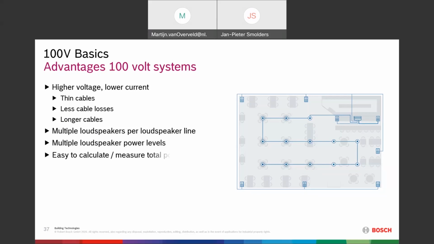You can also combine different power levels, different impedances, it doesn't matter. You can easily calculate it. All these powers are easily added up, or measured if you like. It's easy to install, one single line to cover this whole area, and also easy to expand. You can just tap off at any position on the 100-volt loudspeaker line, and you can add an extra loudspeaker if you like. So installation costs are lower compared to a low impedance system.